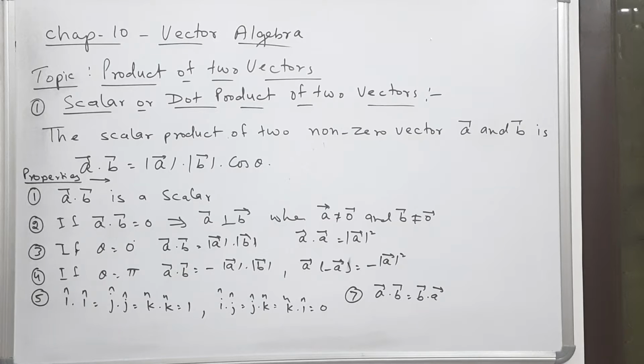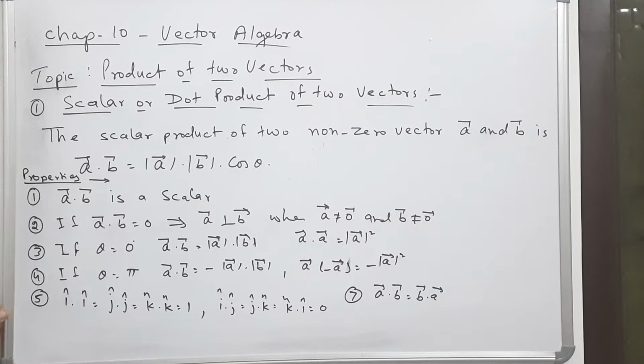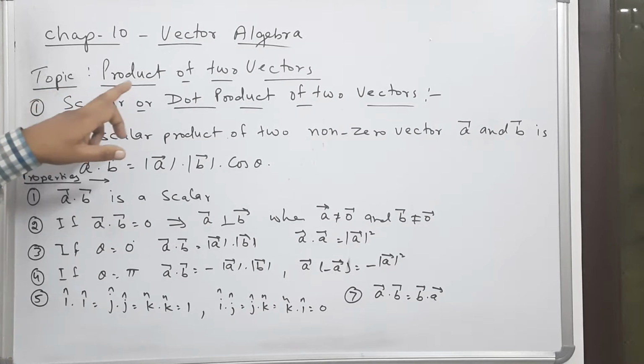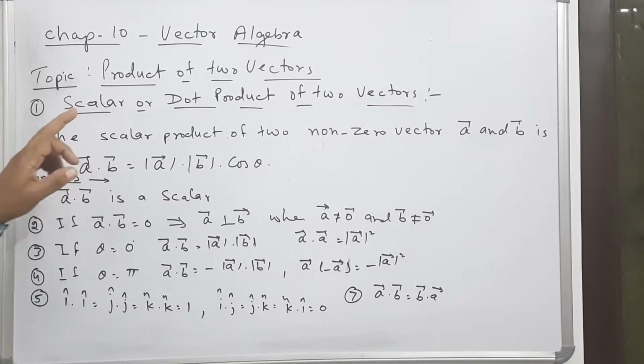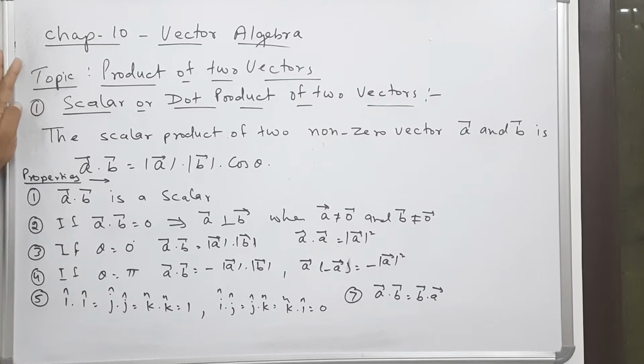Hello students, now I am taking the next topic of vector algebra, and exercise 10.3 is related to this particular topic. The topic is the product of two vectors, and there are two types of product of two vectors. One is the scalar or dot product, and the second is the cross or vector product.